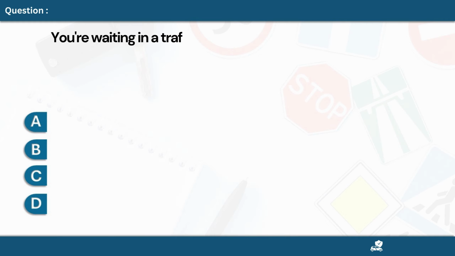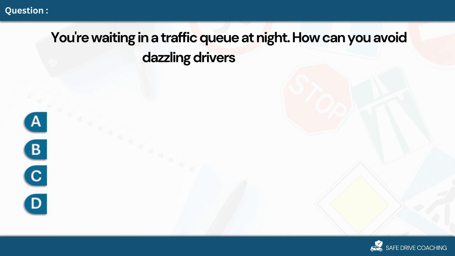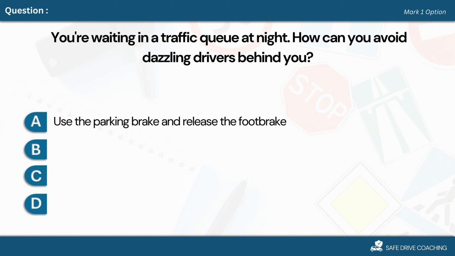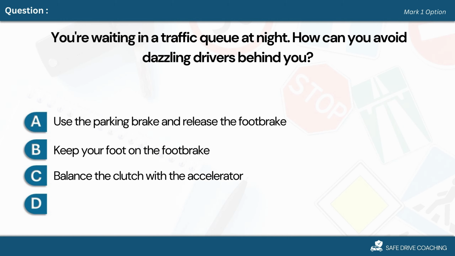You're waiting in a traffic queue at night. How can you avoid dazzling drivers behind you? A. Use the parking brake and release the foot brake. B. Keep your foot on the foot brake. C. Balance the clutch with the accelerator. D. Use the parking brake and foot brake together.